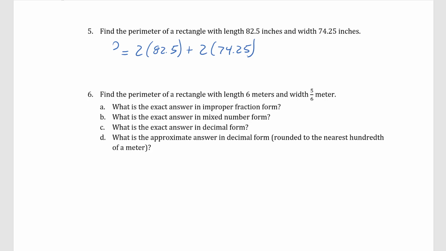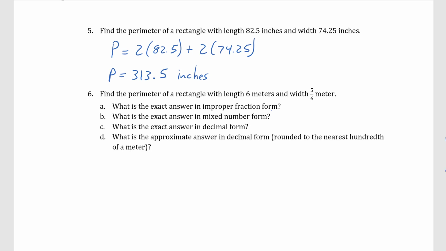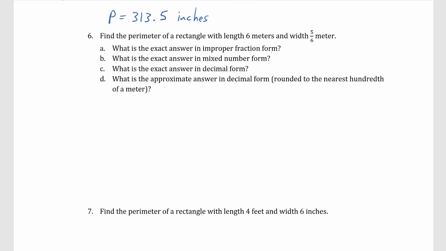And if I typed everything incorrectly, oops, I'm going to get P is equal to 313.5 inches. All right. Now, in question number 6, we're asked to write our answer in a lot of different ways. So let's just set this up first.